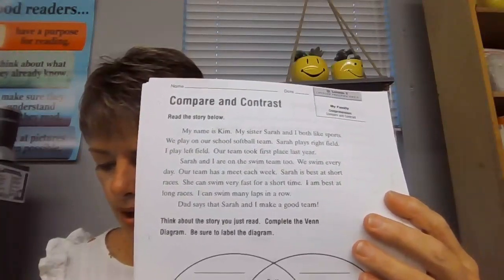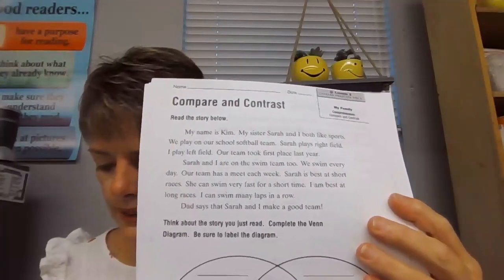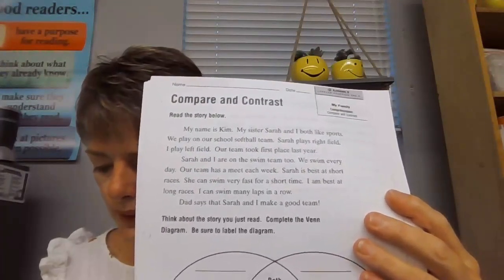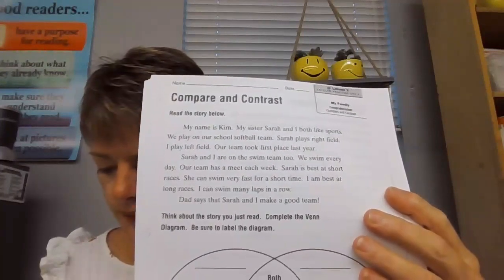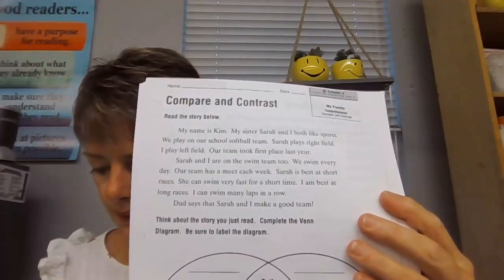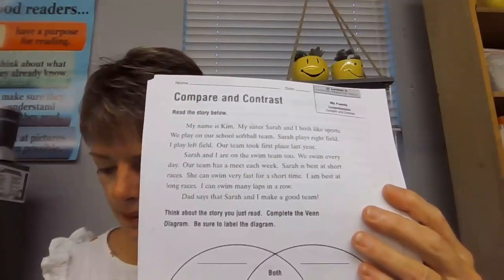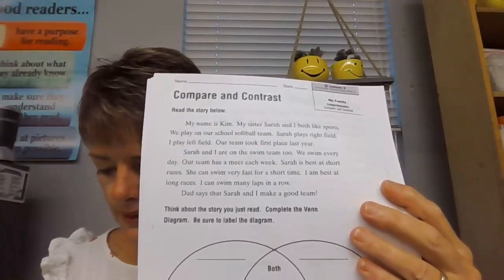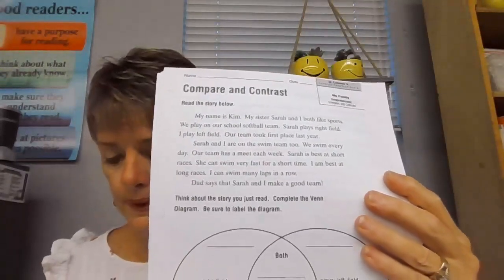Sarah and I are on the swim team too. We swim every day. Our team has a meet each week. Sarah is best at short races. She can swim very fast for a short time. I am best at long races. I can swim many laps in a row. Dad says that Sarah and I make a good team. Okay.